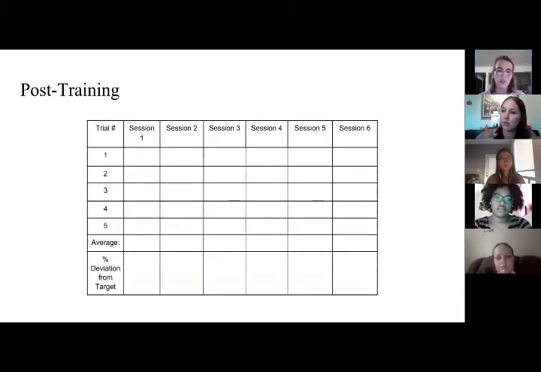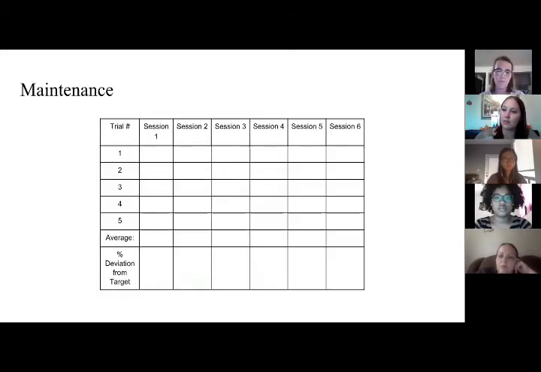A post-training phase followed training. For this phase, the participants were once again asked to estimate a half cup of Cheerios without any use of aids. The participants weighed the 5 trials in each session at the end of the session to avoid any additional learning from occurring. The average and percent deviation were calculated for each session. A maintenance phase occurred a week after post-training. In this phase, the participants were once again asked to estimate a half cup of Cheerios without any use of aids. The participants weighed the 5 trials in each session at the end of the session as before to avoid additional learning. The average and percent deviation were also calculated for each session.